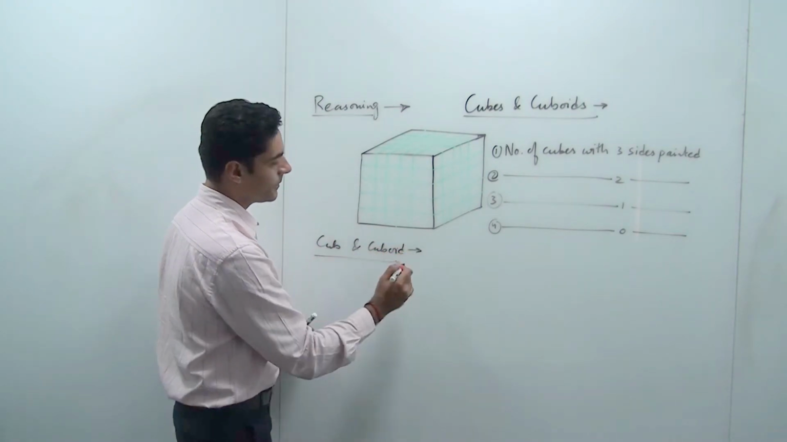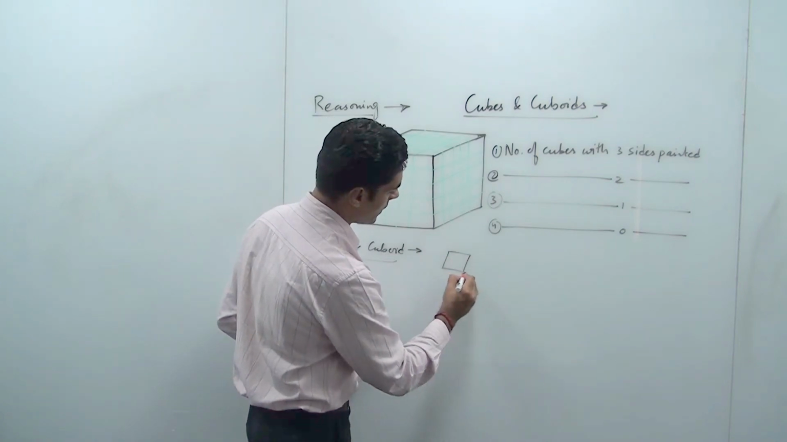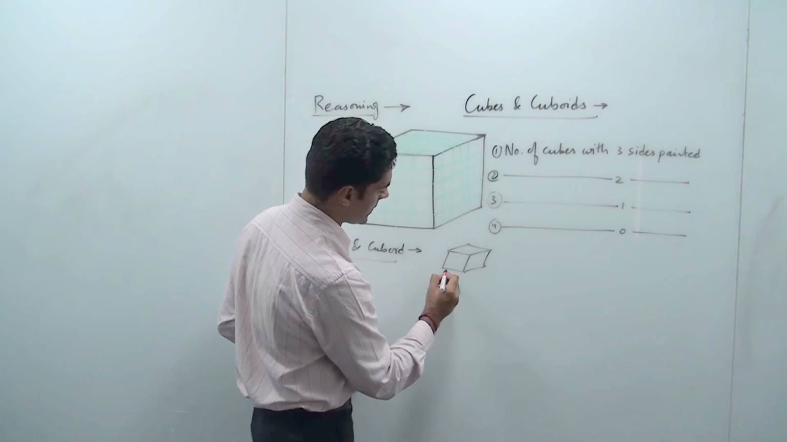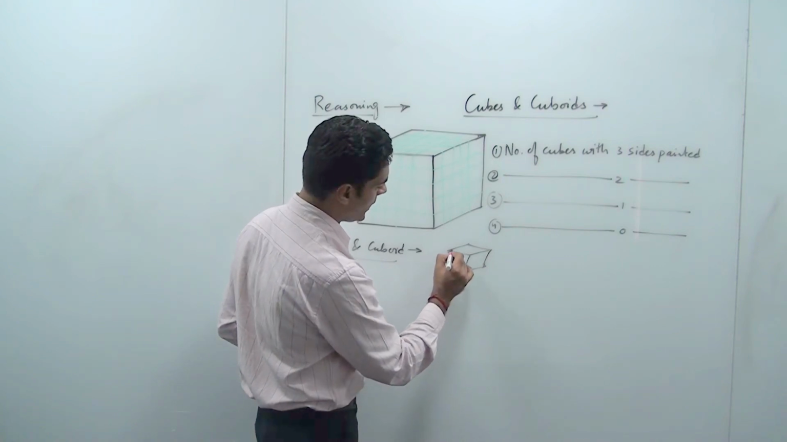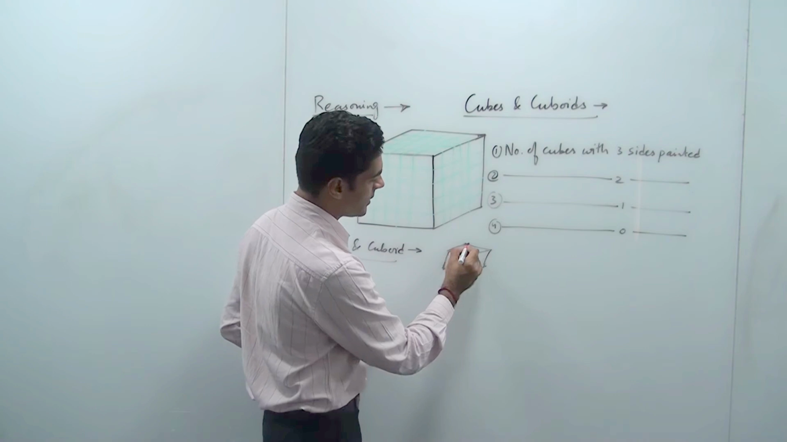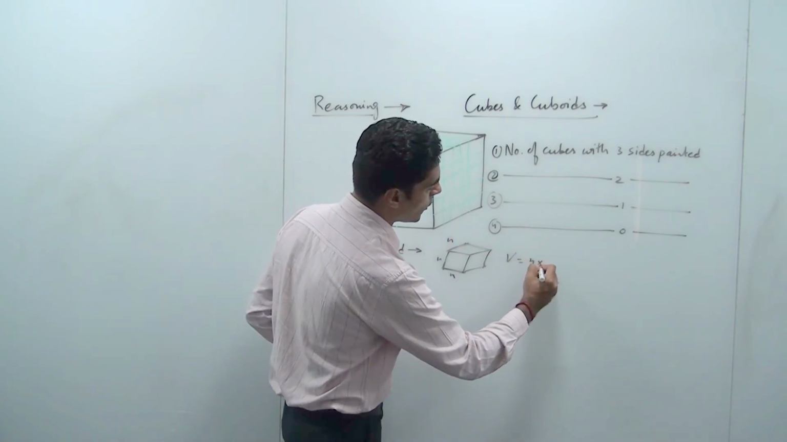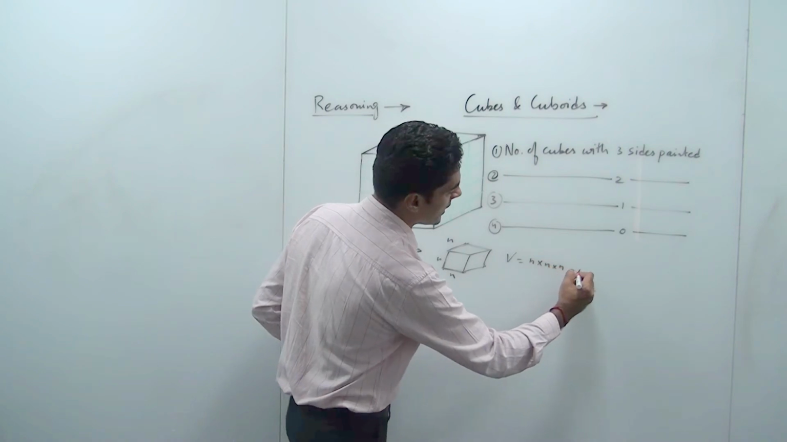are 3D figures. So in cube, let's say this is a cube. Why? Because in this case, length, width and height are equal. So let's say this is n, this is n, this is n. So the volume of this cube will come out to be equal to n into n into n. So this is n cube.